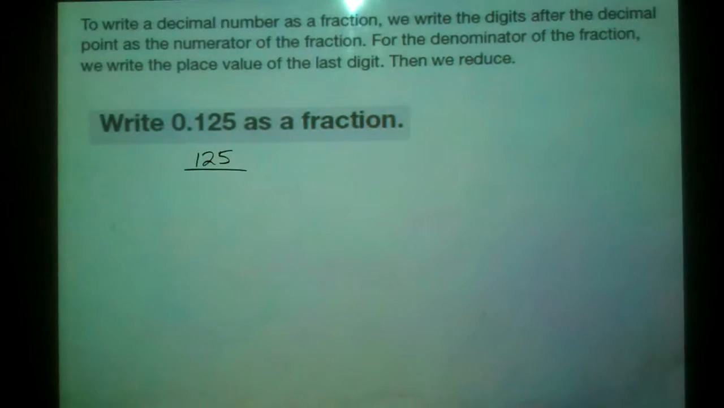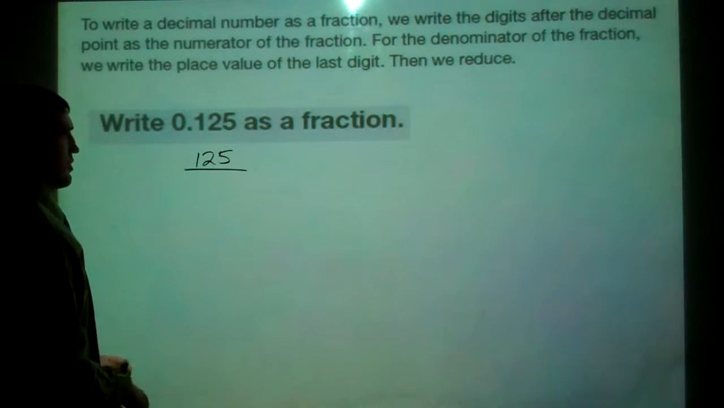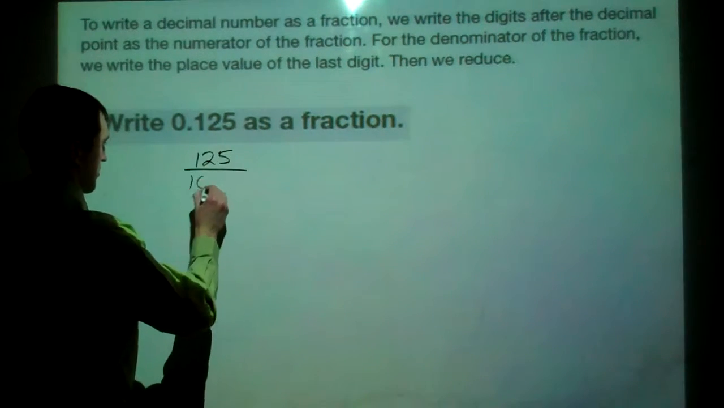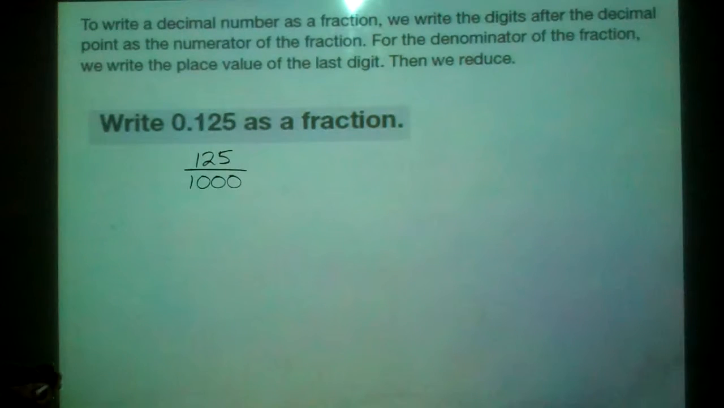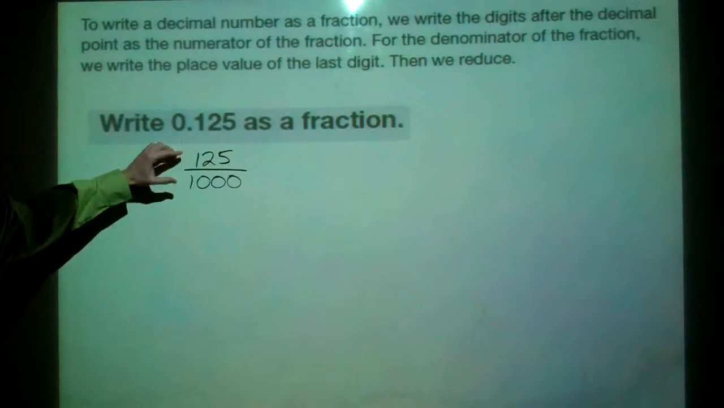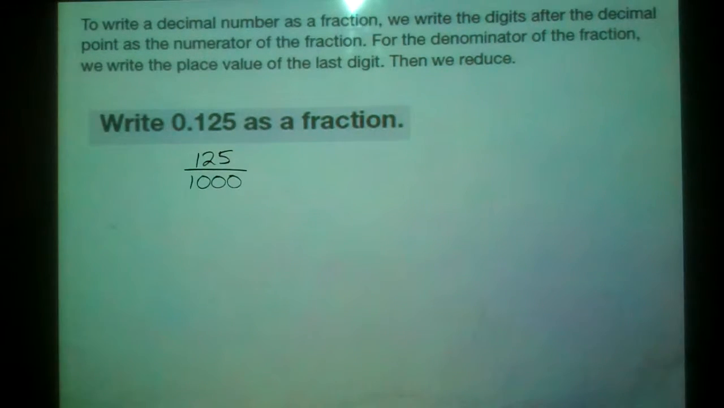For the denominator of the fraction, we write the place value of the last digit. Last digit's 5, that's in the thousandths place, so we put that over 1,000. Okay, and then our last step is we would then reduce that fraction. So right now we have 125 thousandths written as a fraction. So basically, taking the number after the decimal point, 125, that's our numerator, and whatever place value the 5 is in, that's what our denominator will be. It happens to be in our thousandths place, so it's over 1,000.